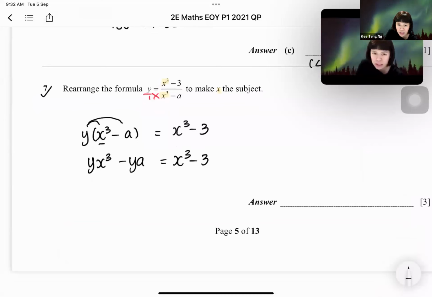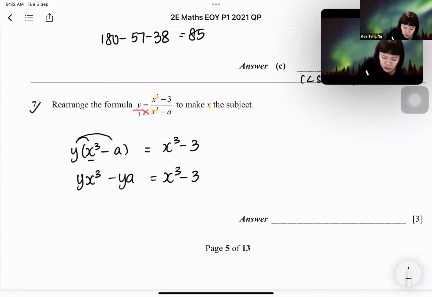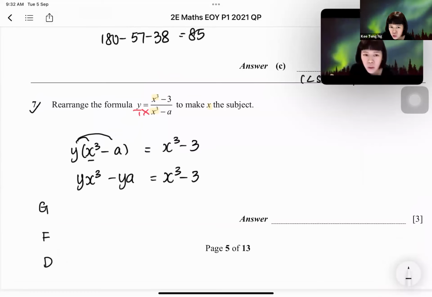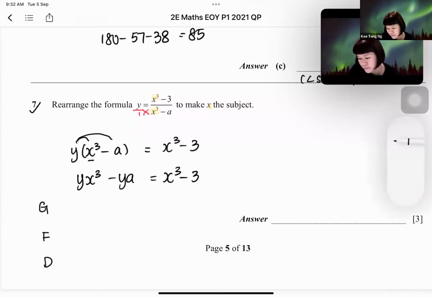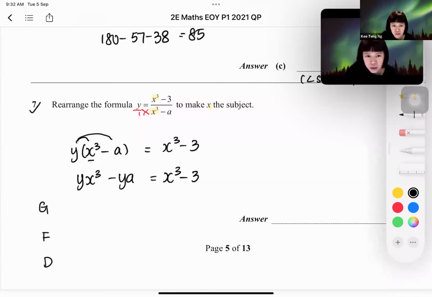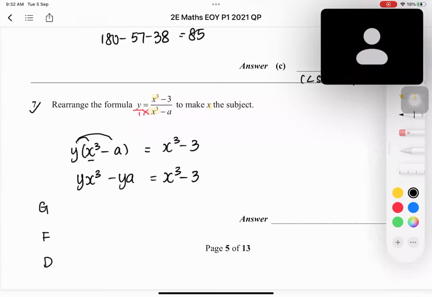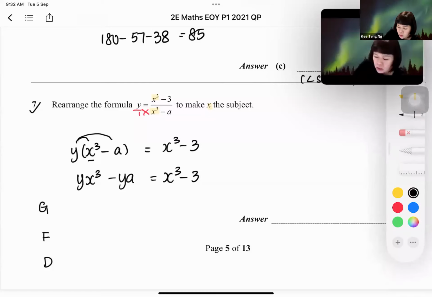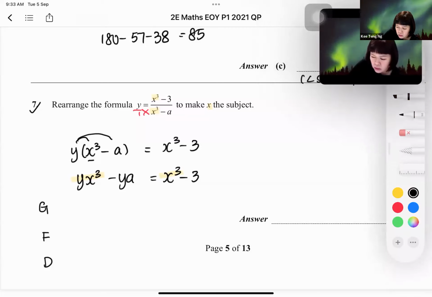Then our next step, I give you my three favorite: G, F, D. Anyone remember what is G? Group. Yes, thank you very much. Group together. Is that Yao Min? Yeah. Okay. So I group together. Since I want to get x cubed, I'll put all my x cubed together on my left hand side. So this is on my x cubed term. So I'm going to group them together.